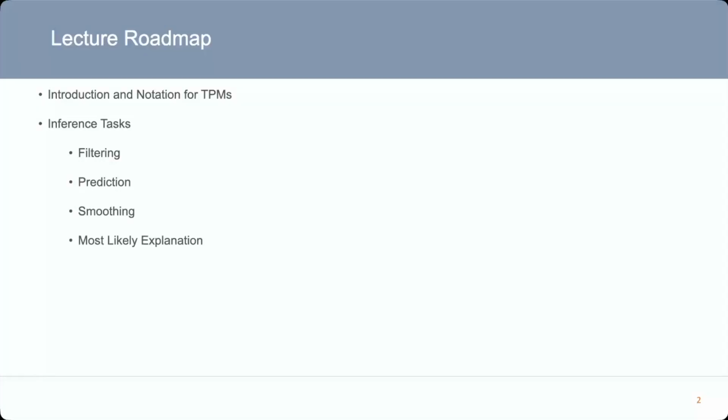Here is our roadmap for today's lecture. We will begin with an introduction to the topic of temporal probability models, or TPMs for short. Then we will cover four main inference tasks, starting with filtering, prediction, smoothing, and ending with most likely explanation. Next, we will discuss three main types of TPMs: hidden Markov models, Kalman filters, and finally, dynamic Bayesian networks.